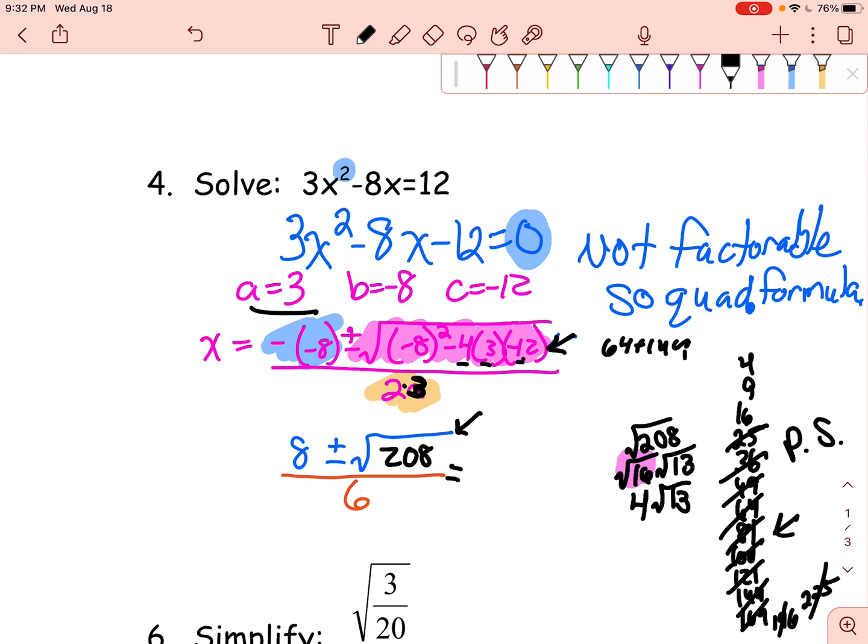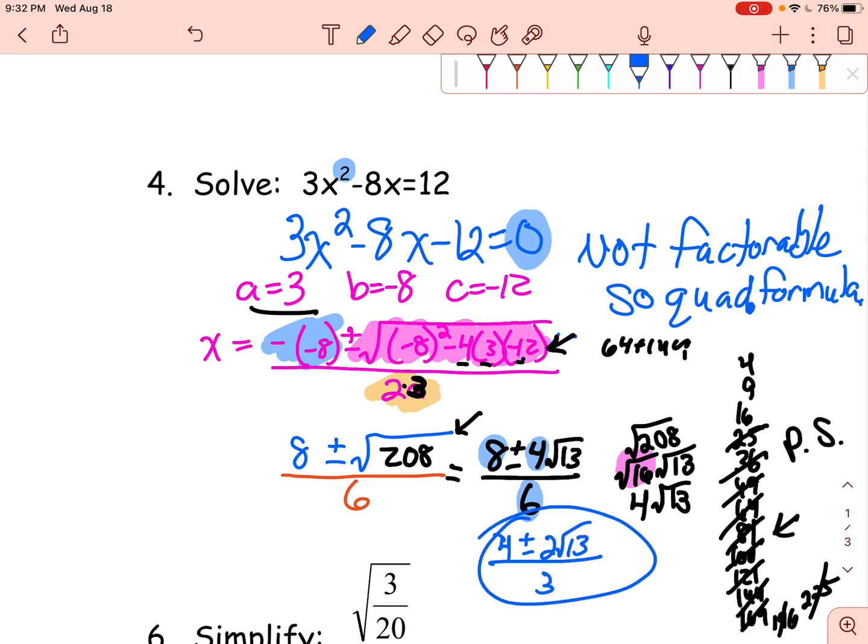When I go to rewrite all of this, it becomes 8 plus or minus 4 root 13 over 6. Again, I can simplify these numbers on the outside. Each of them is divisible by 2, so I would say 4 plus or minus 2 root 13 over 3 as my final answer.